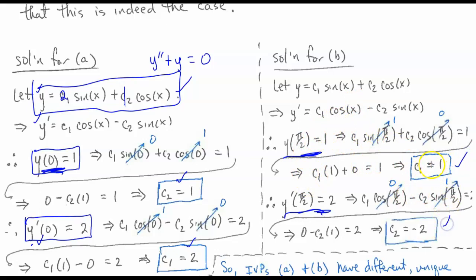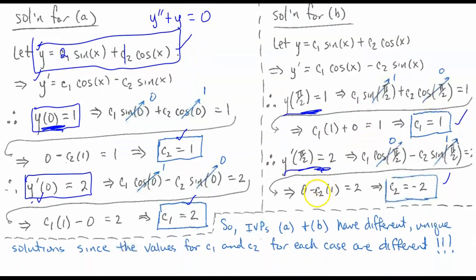We see that we get a different combination of C1 and C2, not the same as what we got here. Notice there's a little difference here. C2 is -2 here, where C2 is 1 here. C1 is 1 here, where C1 is 2 there. So you see that it's a difference. Okay. And so this note down here just says, so the initial value problems for A and B have different unique solutions based upon the values of C1 and C2 because they're different.